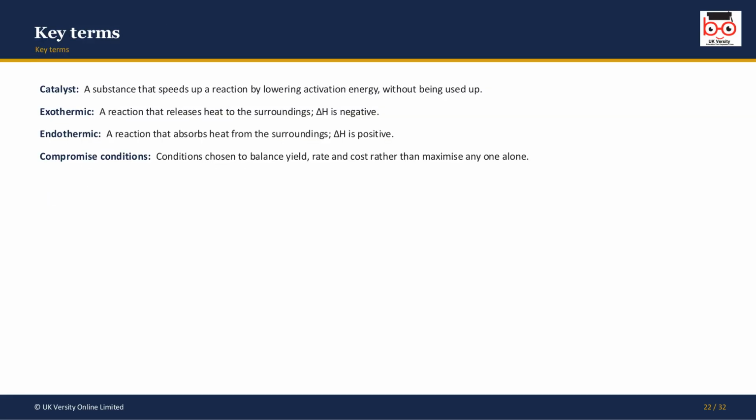Let's collect some terms. A catalyst speeds a reaction up by lowering the activation energy without being used up. Exothermic means a reaction that releases heat, with delta H negative, while endothermic means one that absorbs heat, with delta H positive. And compromise conditions are conditions chosen to balance yield, rate, and cost together rather than maximizing any single one of them, which brings us neatly to the Haber process.